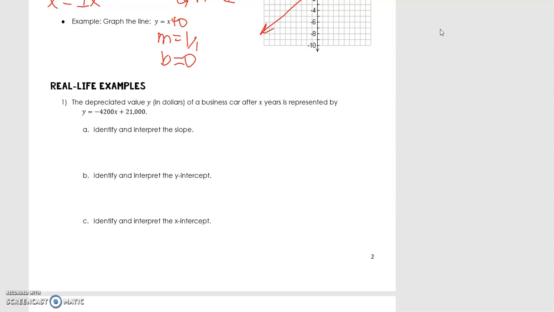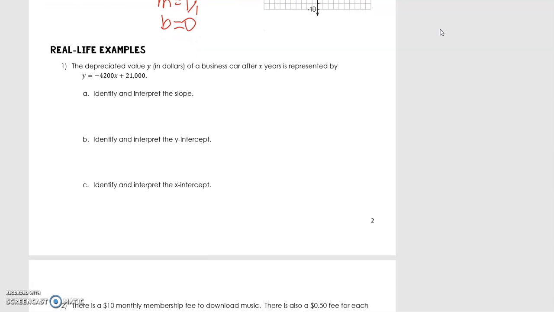So this first real life application problem, it says the depreciated value in dollars of a business car after x years is represented by this equation, y equals negative 4,200x plus 21,000. So guys, there are a couple main pieces to this equation that we have to understand, okay?